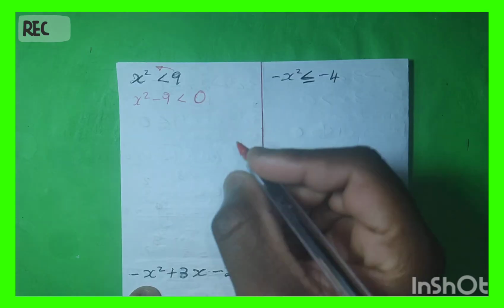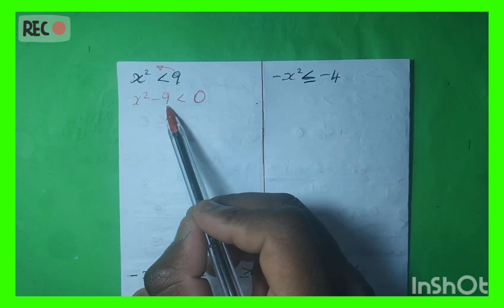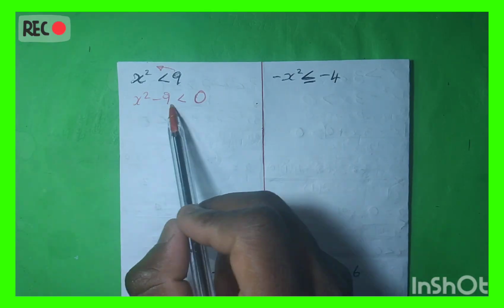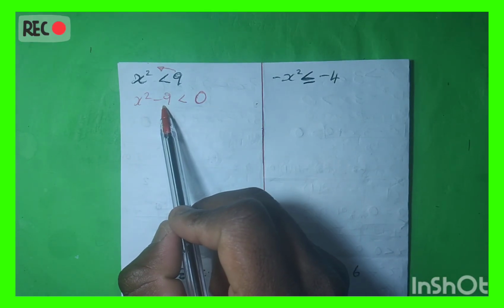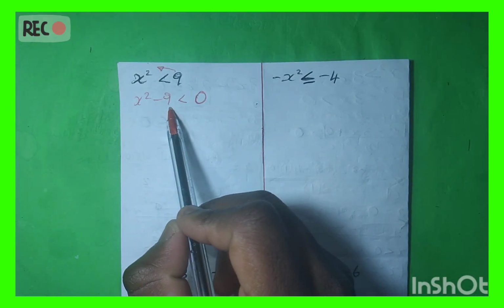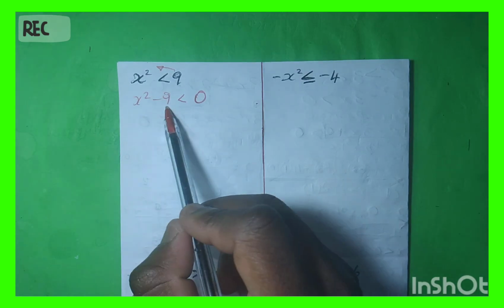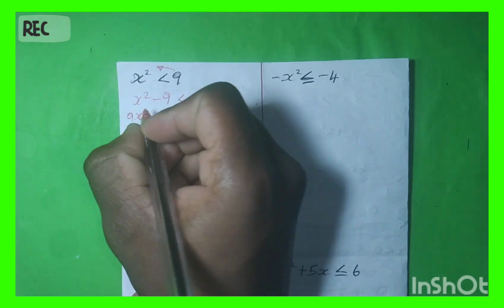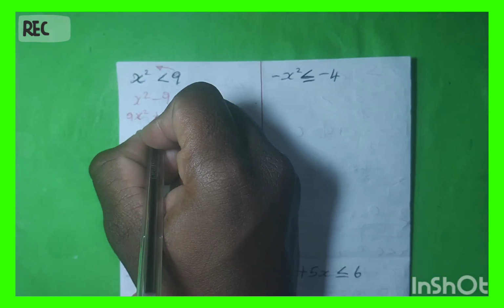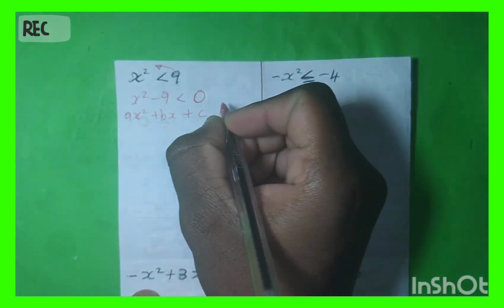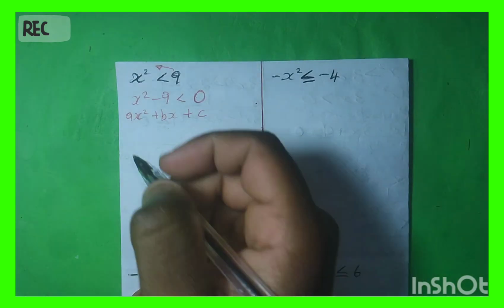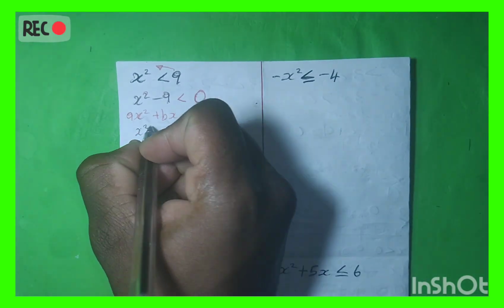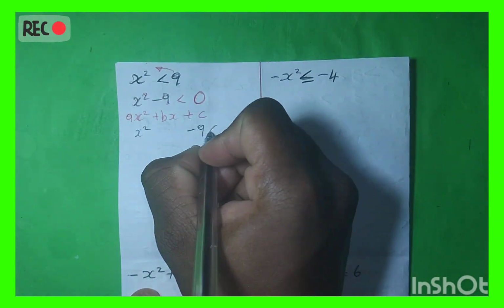Here I will get 0. I take everything to one side so that I have 0. Now in this case I can factorize, apply the difference of two squares, or apply my quadratic formula. But I can notice here I only have A and C, because we don't have a B. This is what I have: x squared and -9.